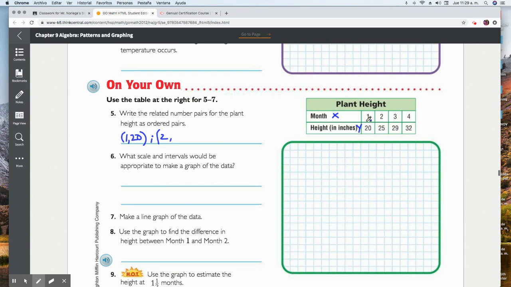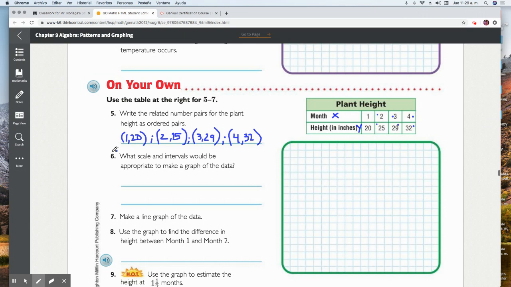2 for my x-axis, 25 for my y-axis. Close parenthesis, open a new one, 3 for my x-axis and 29 for my y-axis. Close parenthesis, and the last one is 4 for my x-axis and 32 for my y-axis. So these are the ordered pairs that we're going to use to plot our points in our coordinate grid.